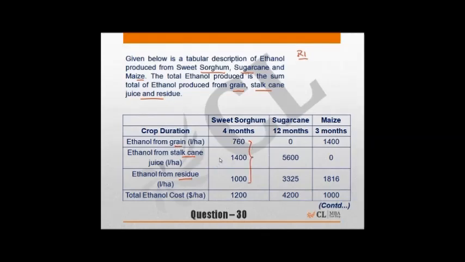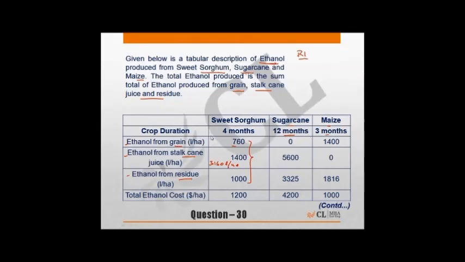And the table tells us if you are using sweet sorghum, you will get 760 liters per hectare from grains, another 1400 liters per hectare from stock, and from the residue another 1000. Or in other words, it is 1000 plus 1400 is 2400 plus 760, 3160 liters per hectare of ethanol that would be produced from sweet sorghum in a single crop over a 4-month duration. Similarly, we have data for ethanol from sugarcane and ethanol from maize.